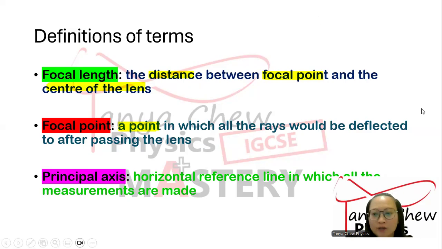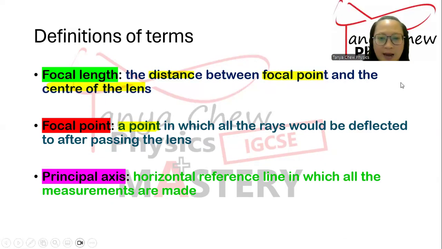The principal axis, on the other hand, is just an imaginary horizontal line that you draw passing through the center of the lens. So all the measurements, whether the image is getting larger or smaller, inverted or upright, are based on the principal axis.